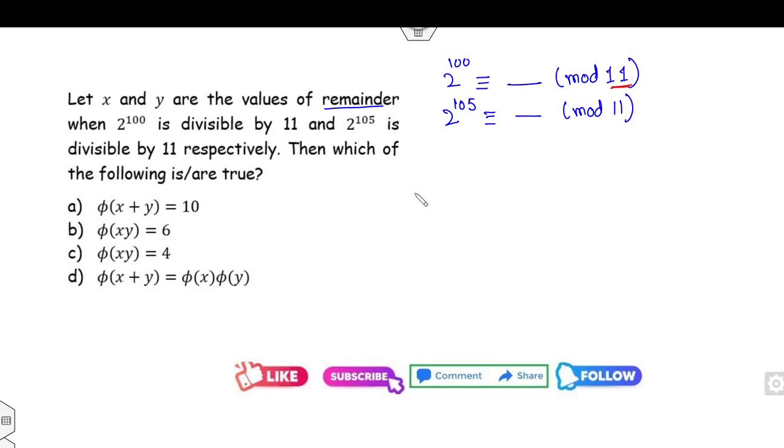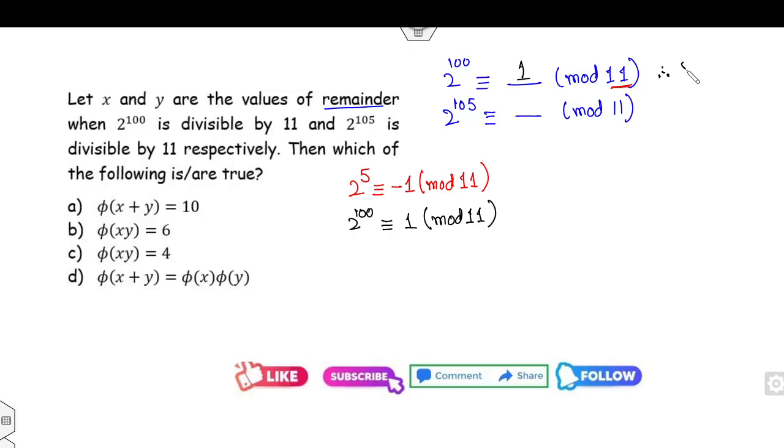Since I needed 11, I got that 2 raised to power 5 is 32. 32 means that's a minus 1 more than 11. Then I need 2 raised to power 100. I can raise to power 20 on both sides because 20 is an even number. So this is my 11, and this quantity is my 1.